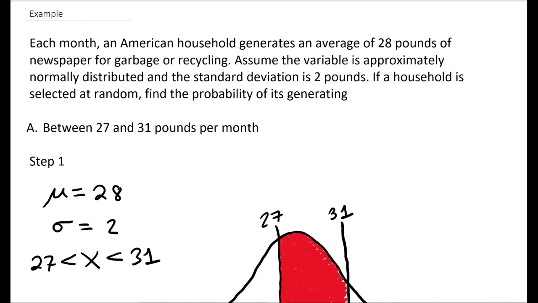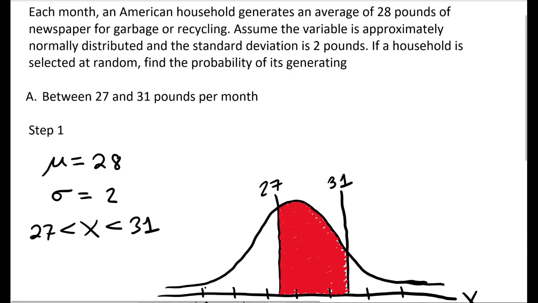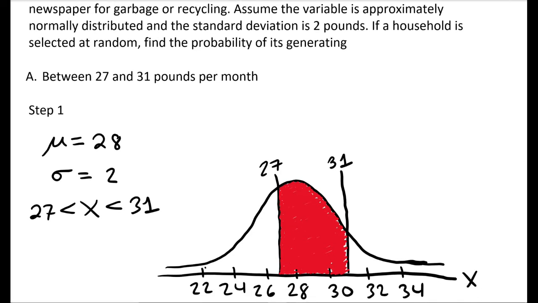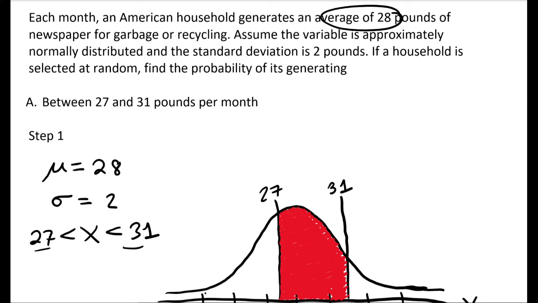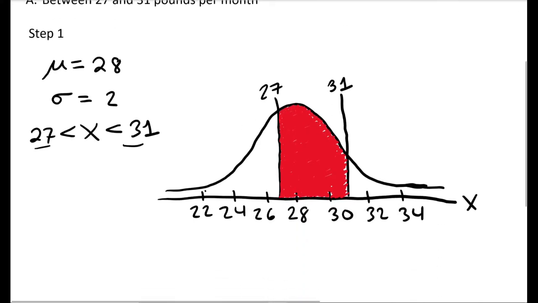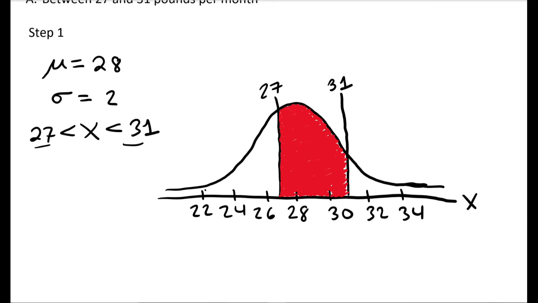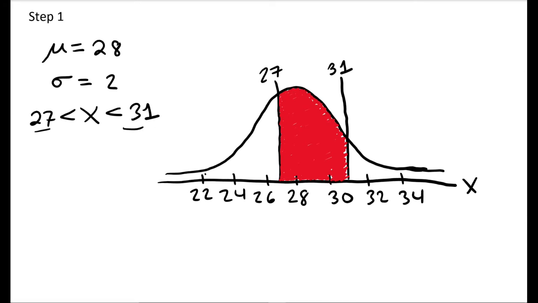So looking at the first part, between 27 and 31 pounds per month, that equates to an x value between 27 and 31. The mu they told us was 28 and the standard deviation is 2, so that's sigma. So we go ahead and draw the normal curve with 28 as the mu in the middle and spaced by the sigma, which in this case is plus 2 or minus 2 on each side. And then we want between 27 and 31 pounds, and we shade in between those.